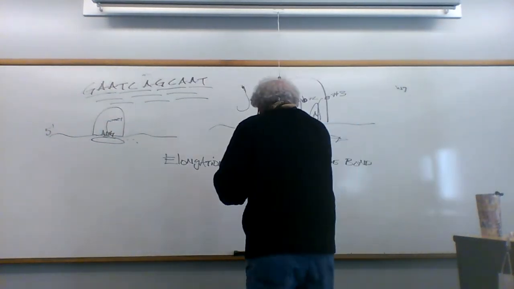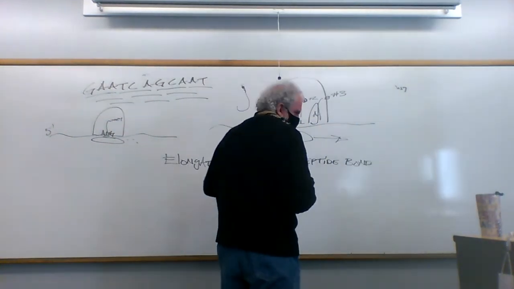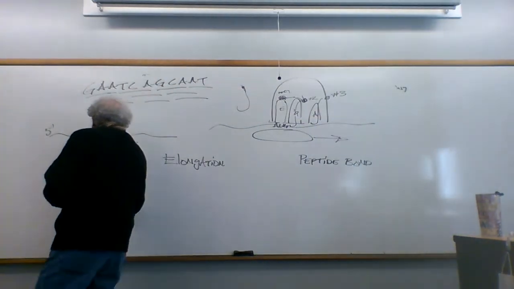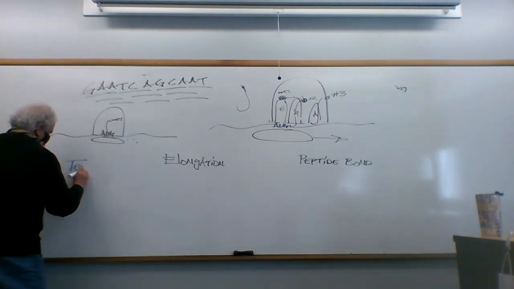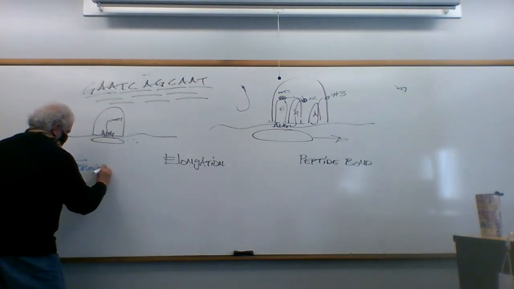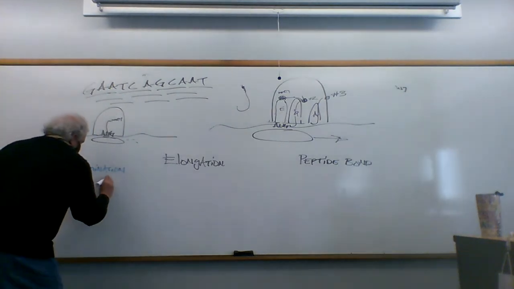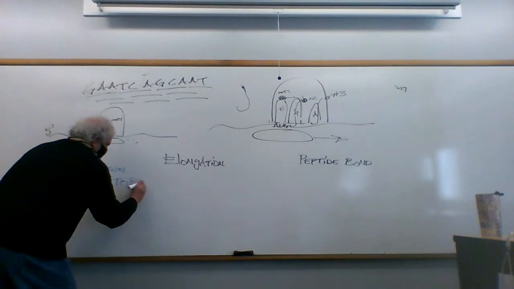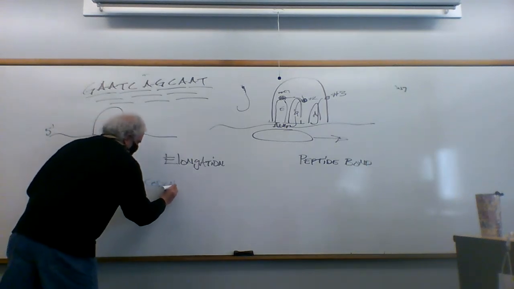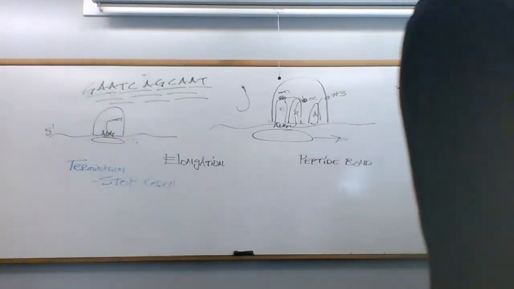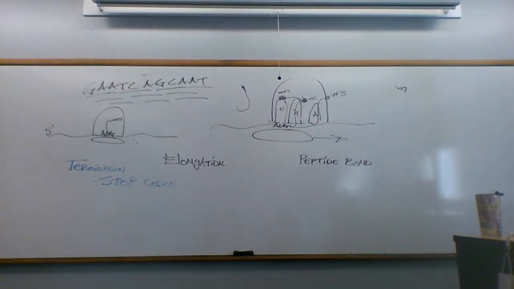Now, the last step in this is termination. So termination is a cool trick. Termination happens when we run across what is known as a stop codon. Stop codons, and God, this is bad because there's these little factoids that, because I don't have my book in front of me, I'm like, is it 3 or 4? It's not important. 3, 4.